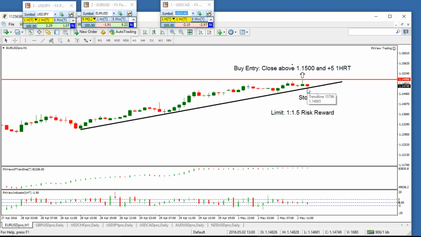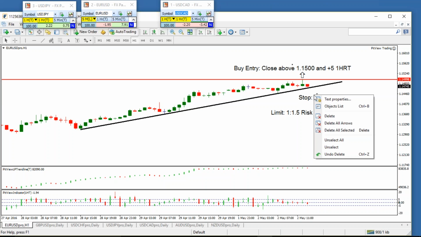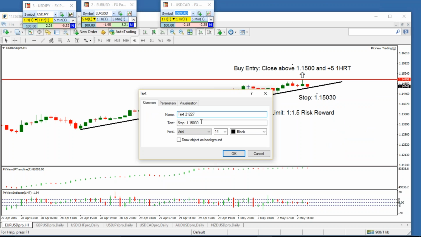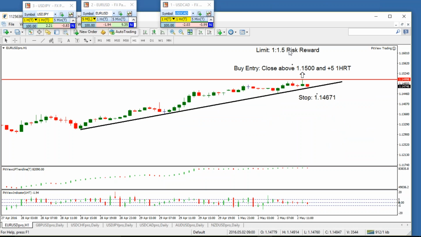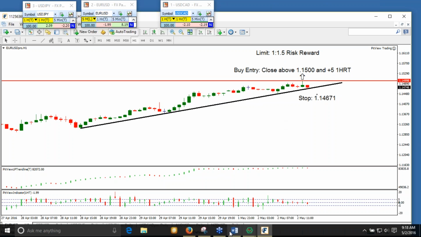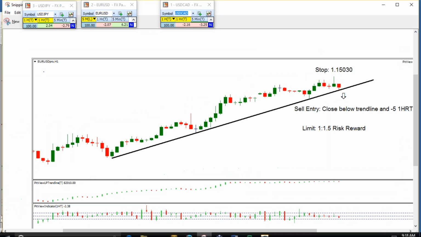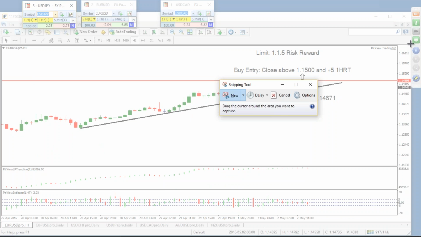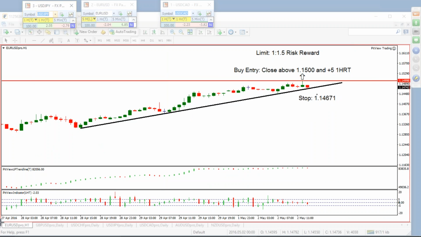Stop on this, I would just put, you don't have to put it that far away. This low right here is 1.14681. And 1.14671, right below that low. And then you can put your limit right up here to the upside. And again, 1 to 1.5 risk reward. And either way, you'd be trading a consolidation breakout on the euro. That is exactly what we'd be trading today on the euro dollar, just looking for a break of consolidation.